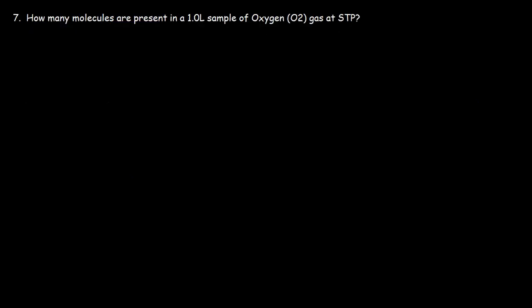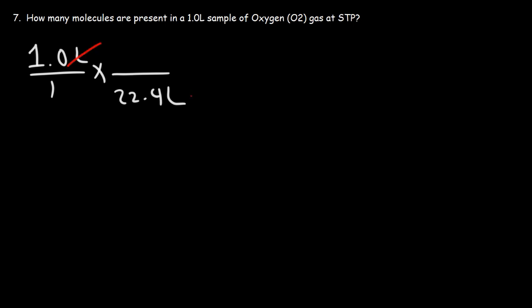Number 7. How many molecules are present in a 1 liter sample of oxygen gas at STP? So what do you think we need to do in this problem? Well, let's start with what we're given, which is 1 liter. Now recall that at STP, 1 mole of gas occupies a volume of 22.4 liters. So we can convert from liters to moles. So let's put liters on the bottom so that these units will cancel, and 1 mole on top.